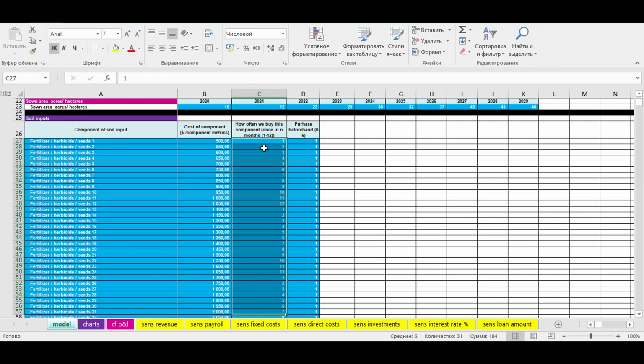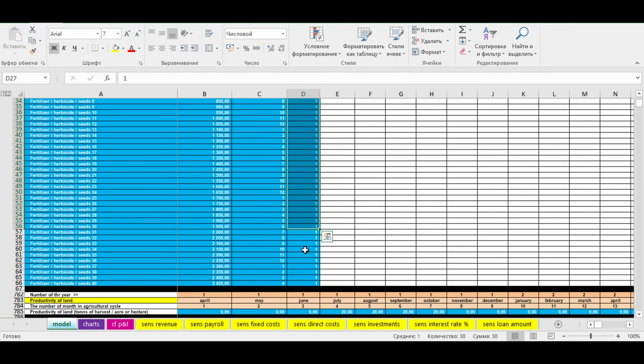The next column describes the displacement of purchase of this component. 0 means that there is no displacement. 1 means that if we need it today, we had to purchase this component 1 month beforehand. 3 means that if we need it today, we had to purchase it 3 months ago. So, in this block of inputs, we can enter from 0 to 6.